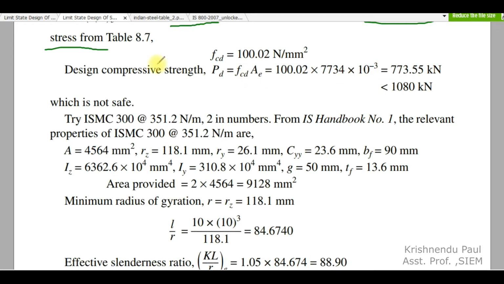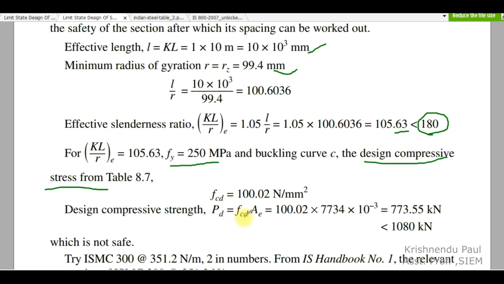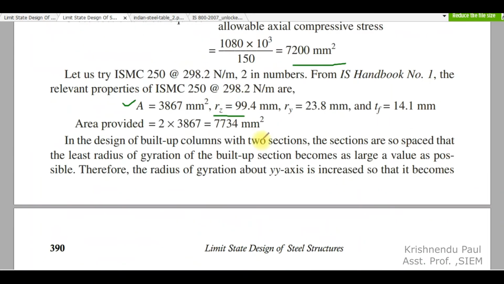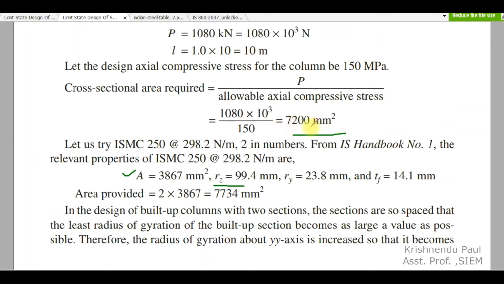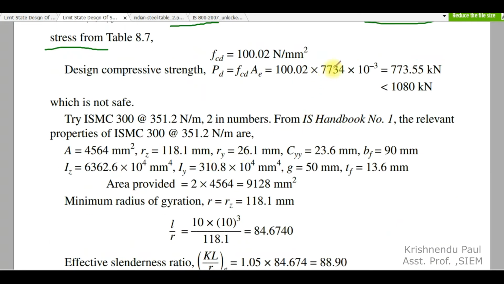So if you know this design compressive strength, you can find the actual design compressive load carrying capacity for this section which is chosen here. So Pd is equal to fcd into Ae. So this is fcd and this is the actual area provided, not the area which is required, because this is required and we have provided some more area, no? So you have to multiply by the actual area provided, so you can find this load carrying capacity in kilonewton. As you can see, it is less than this 1080 kilonewton, so it is not sufficient.